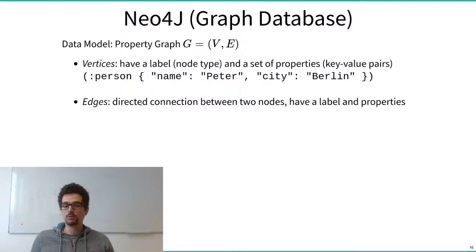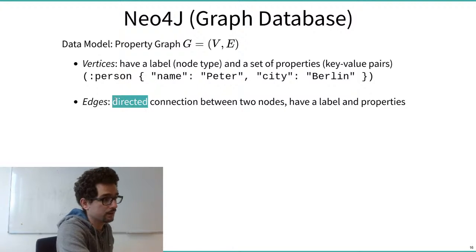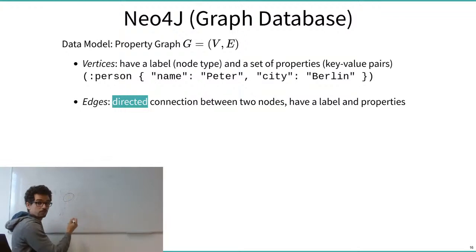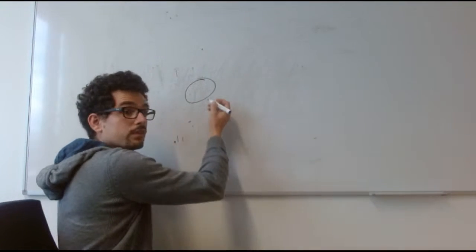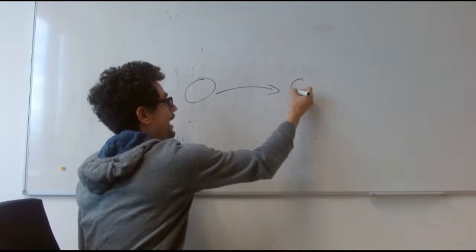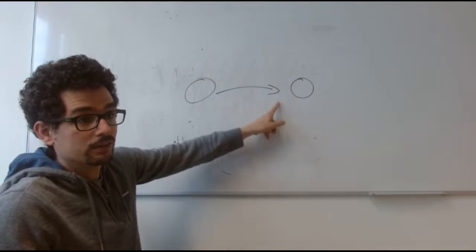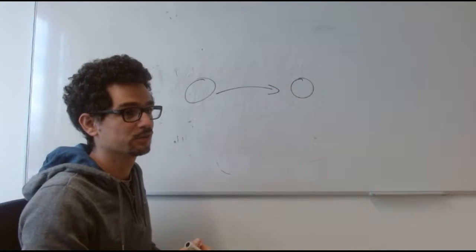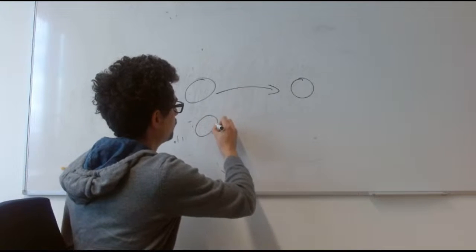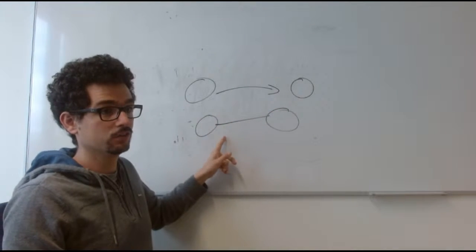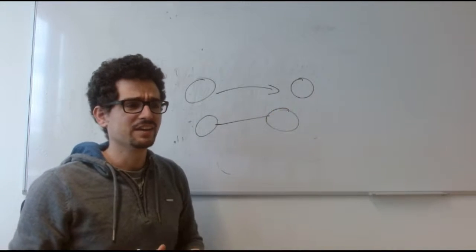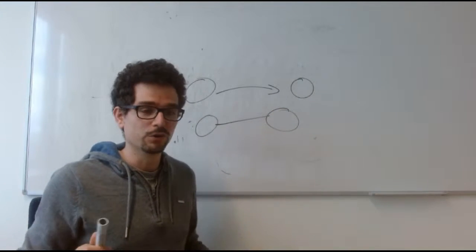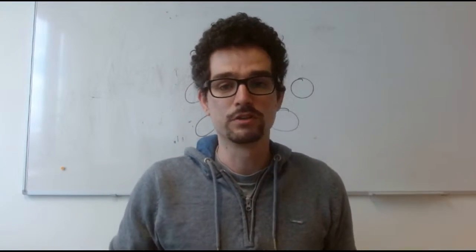And edges are directed connections between two nodes. So we always use directed edges. When this is a node, when this is a vertex, this is an edge to another vertex. Edges are directed when they have a direction, when they have an arrow. It's also possible to have graphs with undirected edges, but not in Neo4j. In Neo4j, every edge has an incoming node and an outgoing node. And I use the word node or vertex. It's the same.